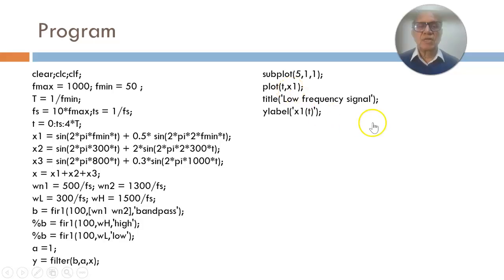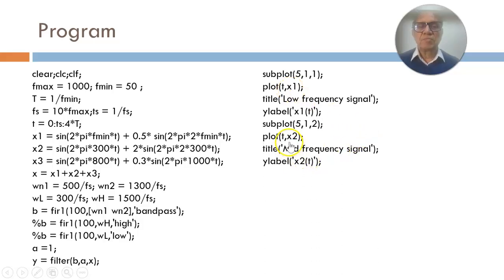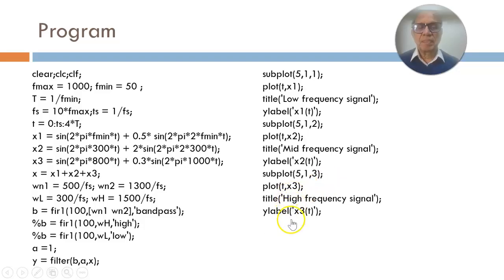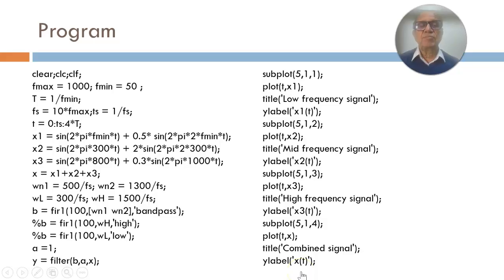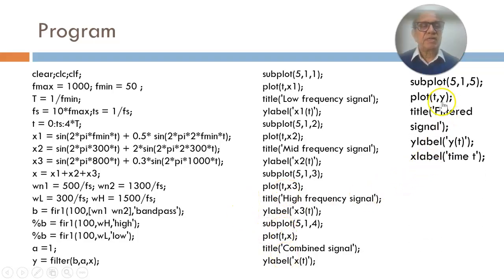So you plot X1 here. Similarly, you can plot X2, then you can plot X3, and finally you can plot X. So all inputs are plotted here, X1, X2, X3 separately, and the sum is also plotted. And then finally you plot the filtered signal, that is your plot Y. That is what you do.